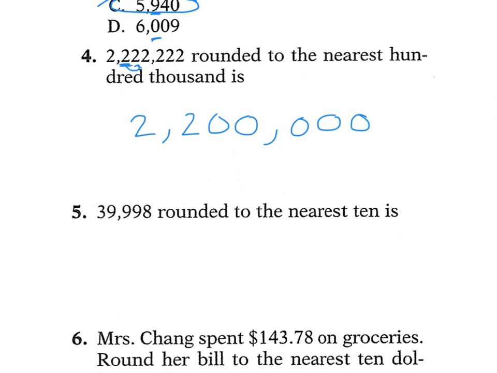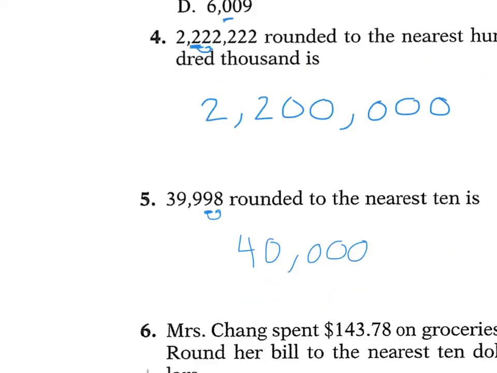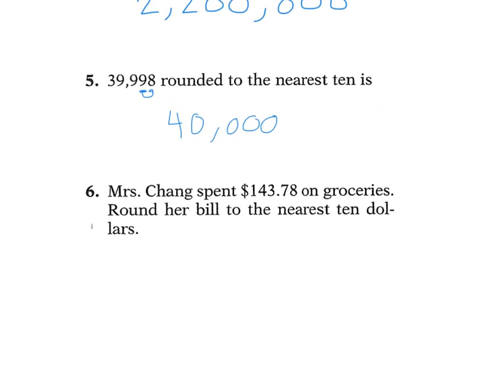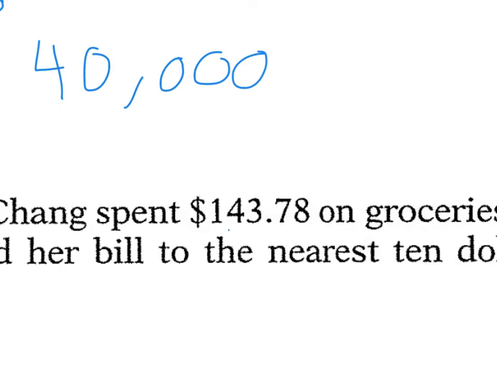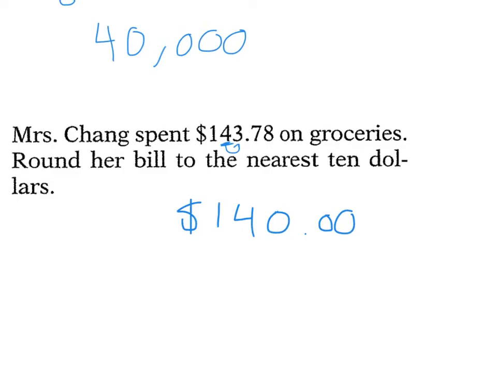Number 5, round to the nearest 10, so nearest 10 would be this number here. The 8 makes this round up, so we would round this to 40,000. Number 6, Mrs. Chang spent $143.78 on groceries. Round her bill to the nearest $10. So $10 would be right here. Looking at the 3, this stays the same. So her bill rounded to the nearest $10 would be $140.00.